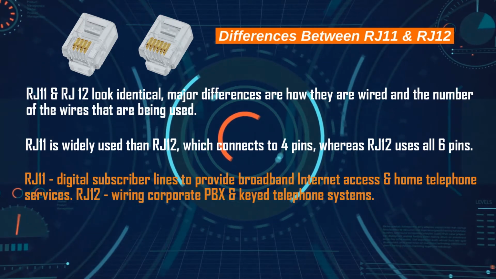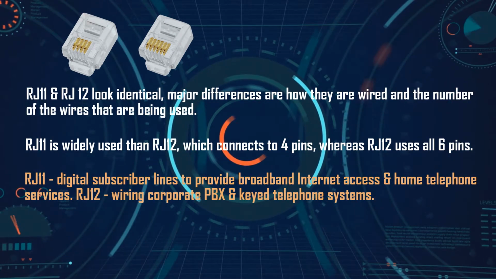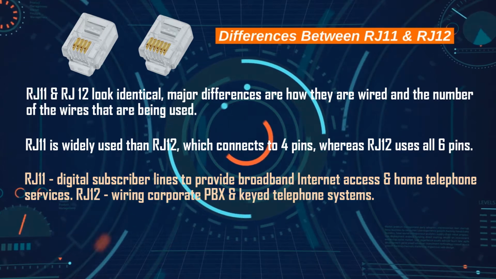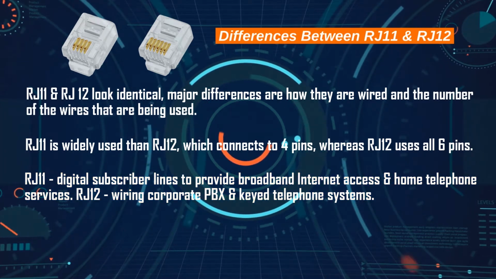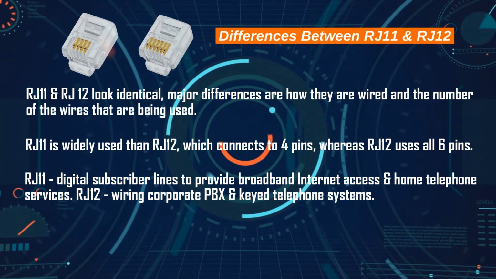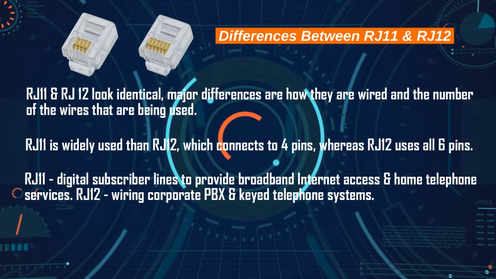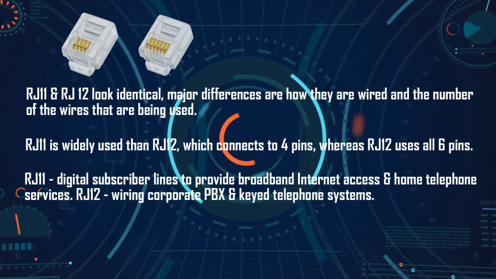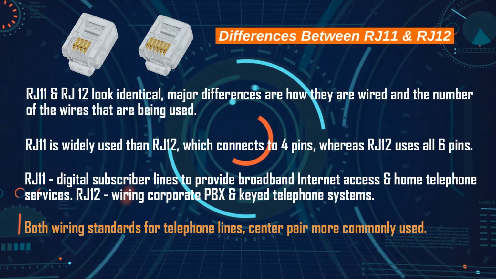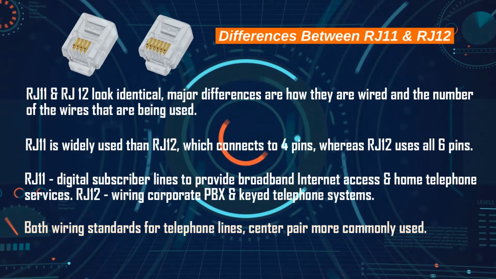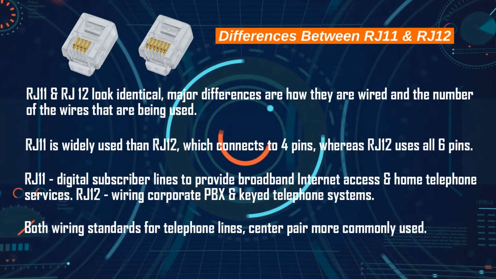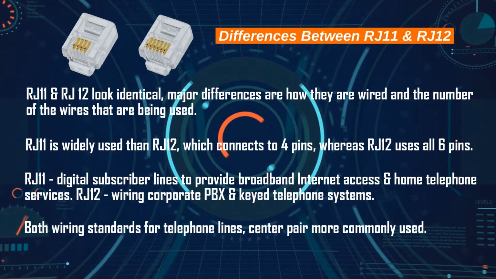RJ11 is used in digital subscriber lines to provide broadband internet access and for other home telephone services. RJ12 is generally for wiring corporate PBX, private branch exchange phone systems, and keyed telephone systems. Despite their differences, both wiring standards are used for the same purpose as telephone line connections, with the center pair being the more commonly used.